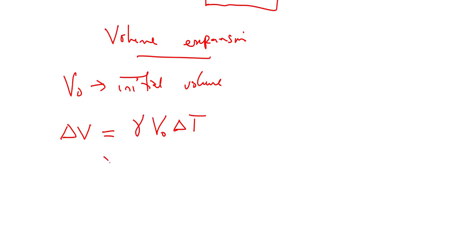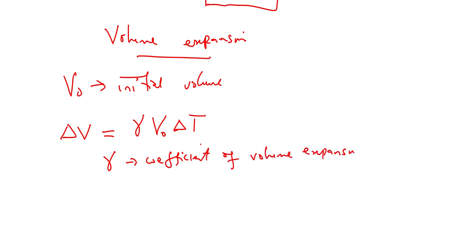So gamma here is the coefficient of volume expansion. Again, for isotropic solids, this gamma is approximately 3 alpha. Okay, so let's take an example.